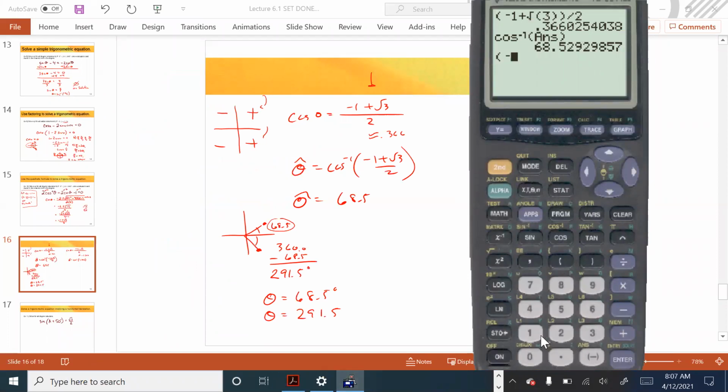So negative 1 minus the square root of 3, over 2. Look at that. Missed a parenthesis and it's all wrong. I just need one in the beginning. So insert a parenthesis. Love it.